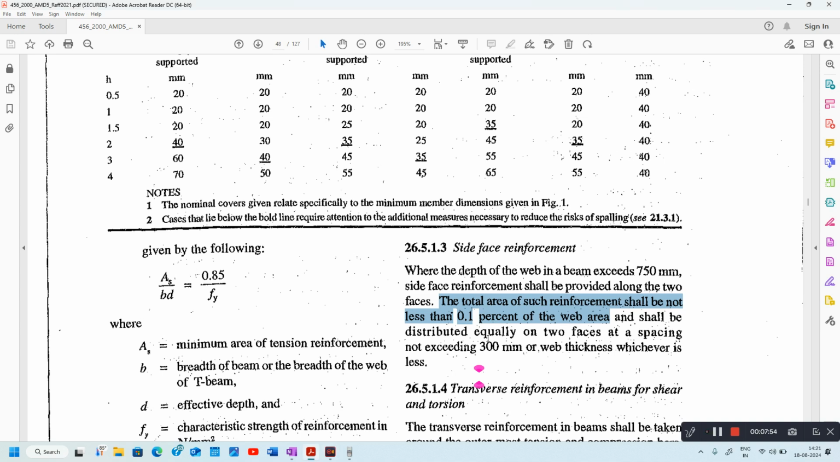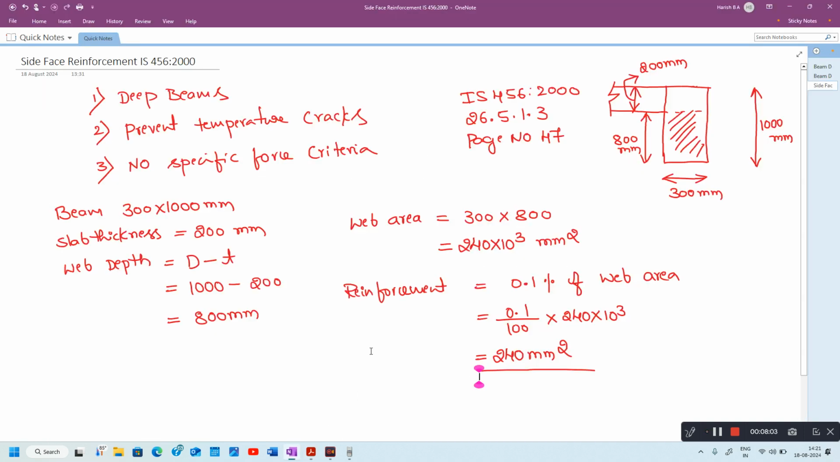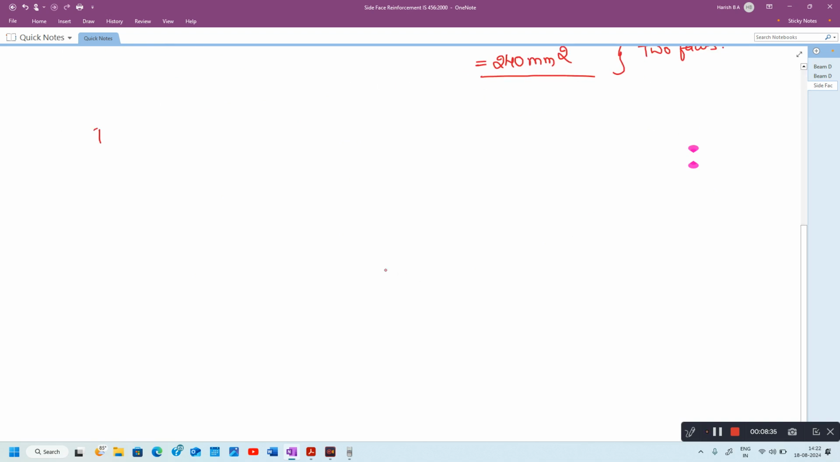Let me check the code, and it has to be distributed equally on two faces. See here, this 240 mm square is for two faces. This is face one and this is face two. So let me calculate the reinforcement area per face. It is 240 divided by 2, which means 120 mm square per face.